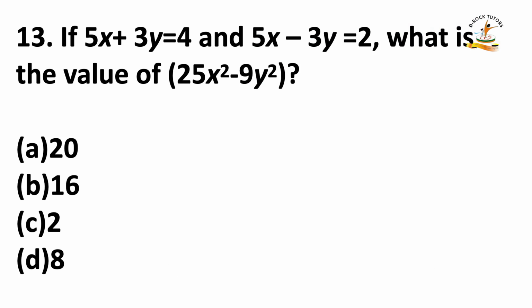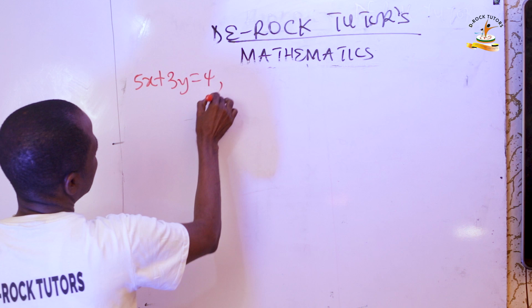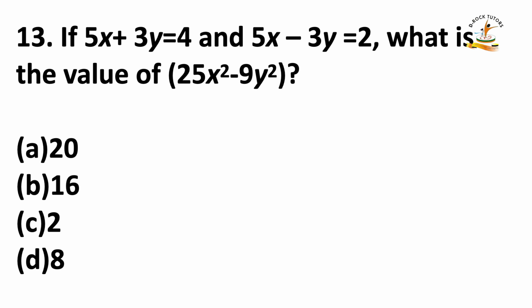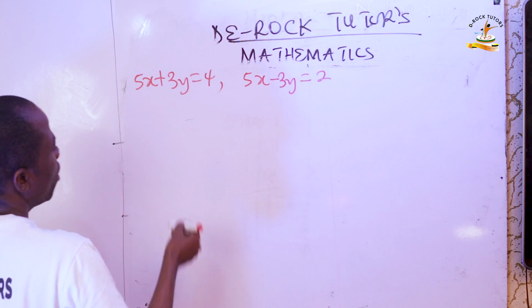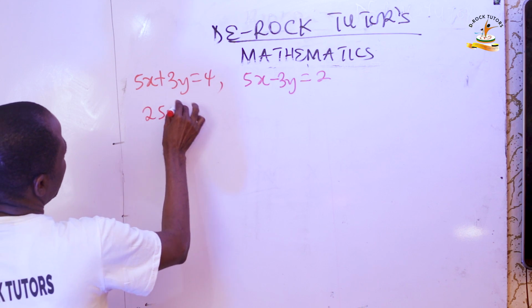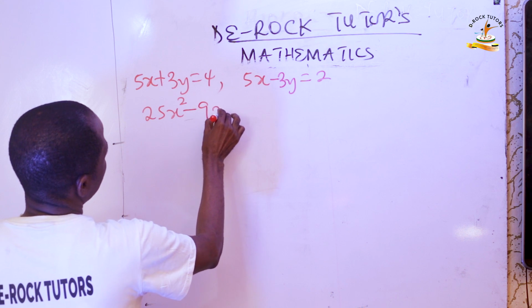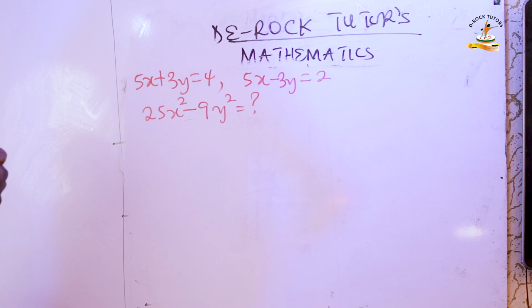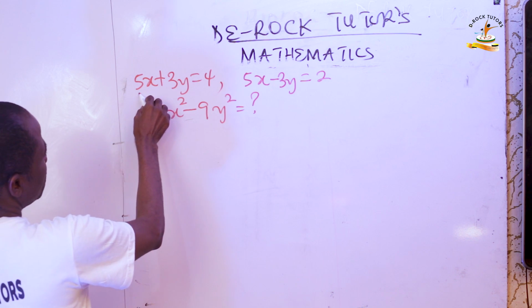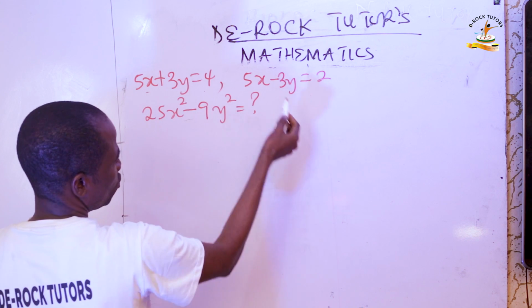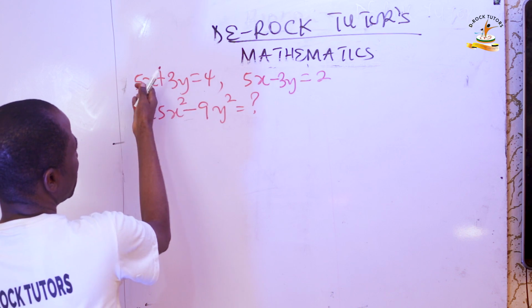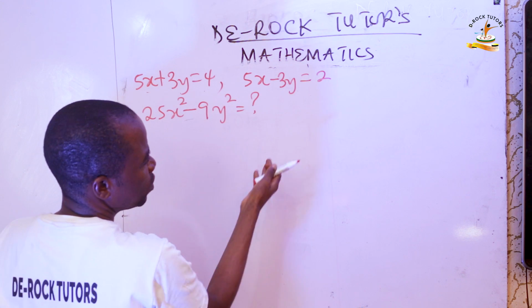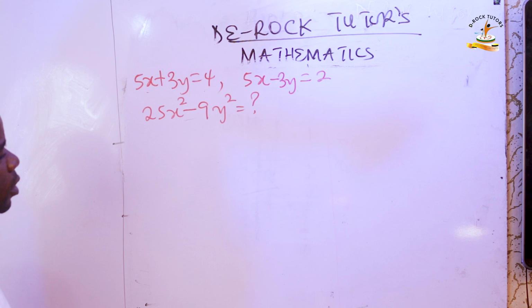And number 13 says if 5x plus 3y equals 4, and 5x minus 3y equals 2, what will be the value of 25x squared minus 9y squared? That is what we are expected to solve for. Now, you might want to think this is a simultaneous, at least these two are simultaneous equations. You might be tempted to solve for x, solve for y, and then input here. But there's no point in going through that long route.